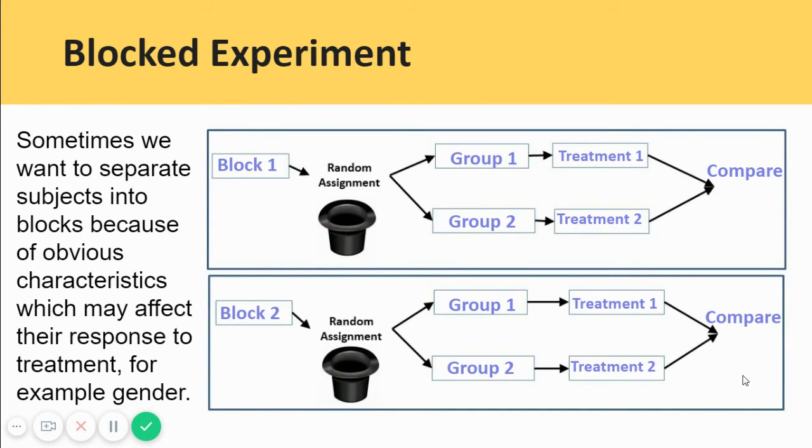Now, in a block experiment, we look at the results from block 1 and we compare them to the results for block 2. They're either going to be statistically significantly different or not. And from there, we can possibly draw some conclusions.